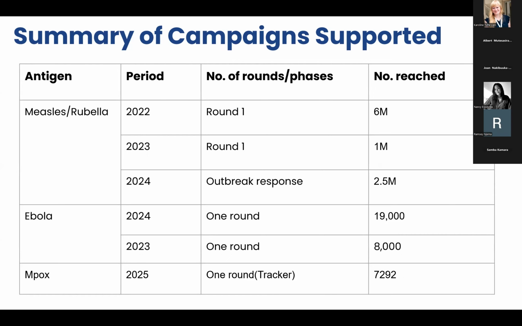For Ebola, following the outbreak that happened in 2023, and last year, we were able to support Ebola vaccination campaigns in areas that were affected, targeting the populations that were at risk. And then recently, at the beginning of this year, we were able to support the Mpox vaccination campaign within Kampala. And this was strictly tracker data that was collected.